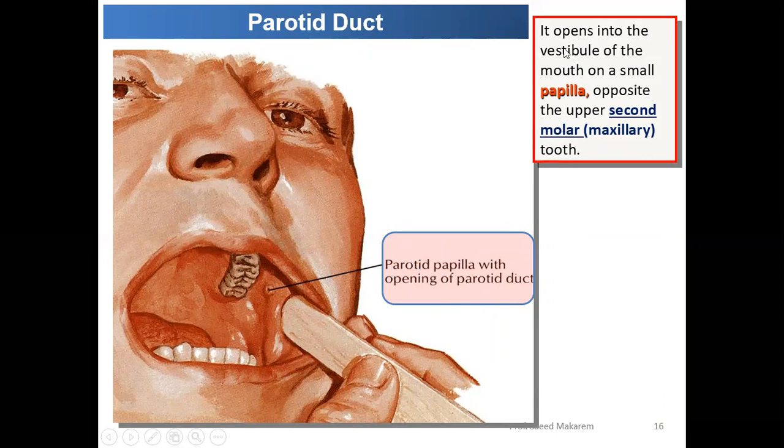It opens into the vestibule. What is the vestibule? The space between the teeth and the cheek. So between the teeth and cheek, there is a small space called the vestibule. It opens into the vestibule of the mouth on a small papilla opposite the upper second molar tooth. Just beside the second molar tooth will be the opening. There are three molar teeth, as you know. So it opens at the upper second molar tooth.